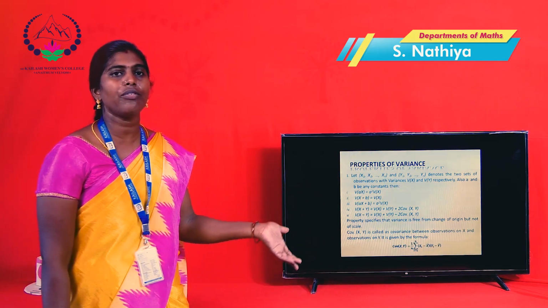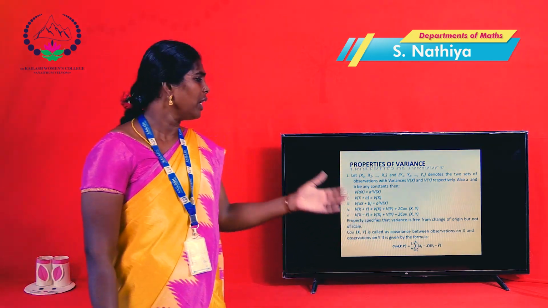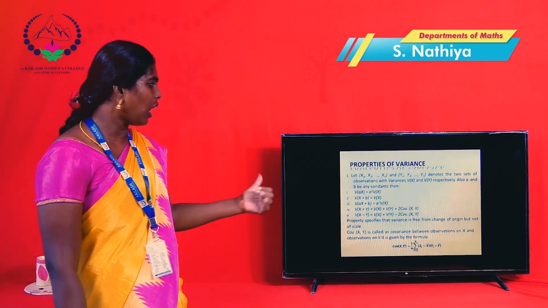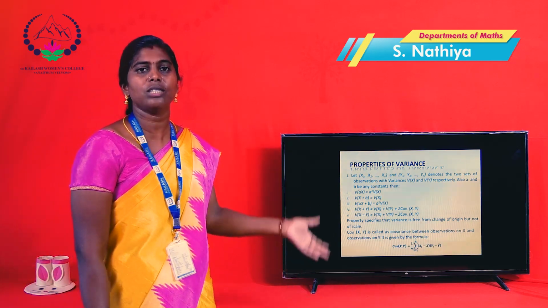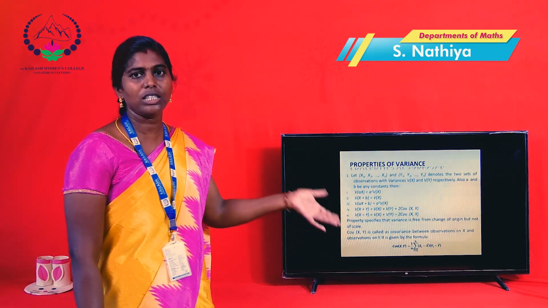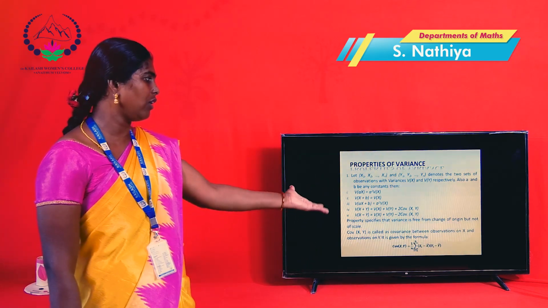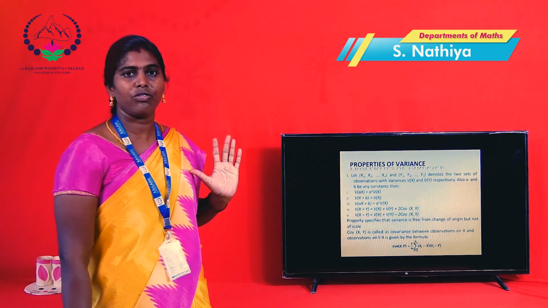Fourth, variance of x plus y equals variance of x plus variance of y plus 2 covariance of x comma y. Last, variance of x minus y equals variance of x plus variance of y minus 2 covariance of x comma y. The property specifies that variance is free from change of origin but not of scale.